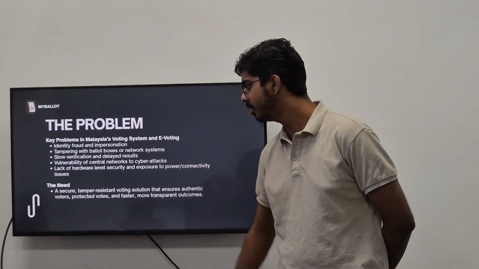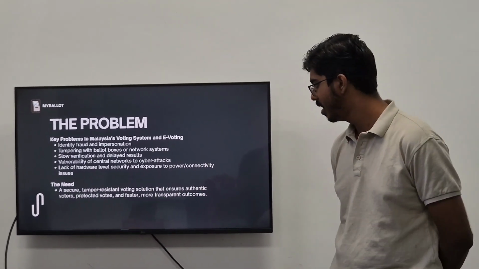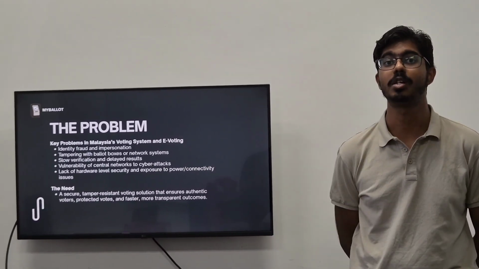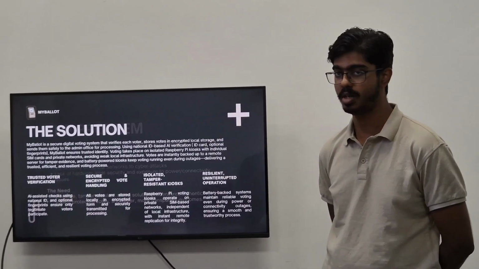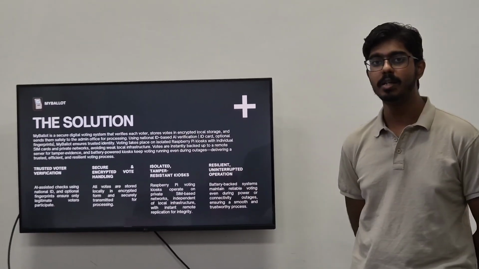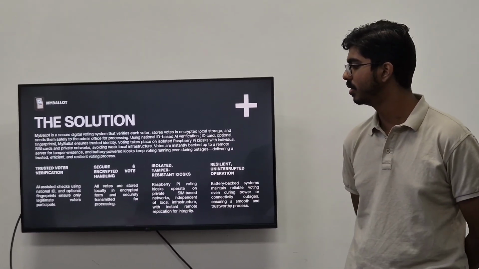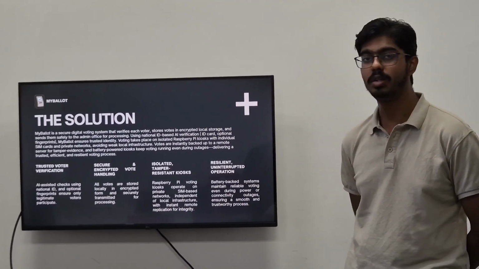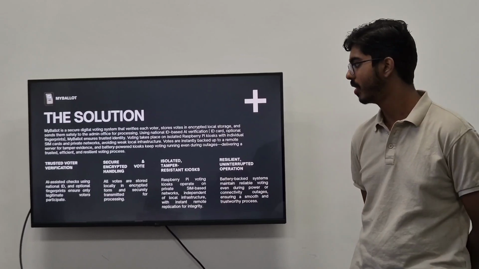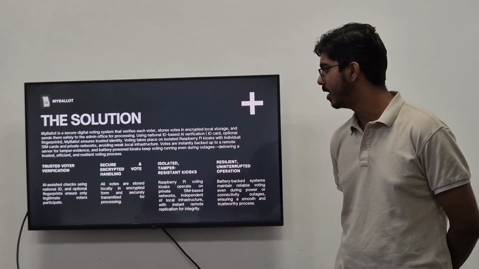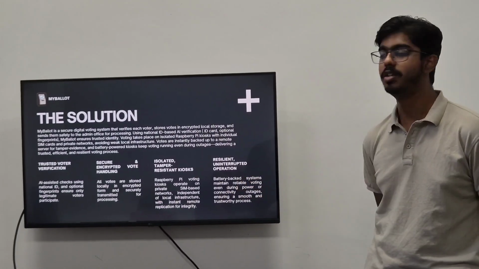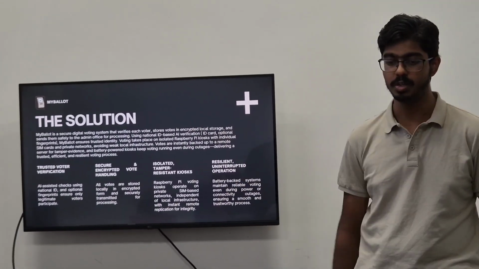The need is a secure tamper-resistant voting solution that ensures authentic voters, protected votes, and faster, more transparent outcomes. Right. So this is the solution, which is MyBallot. MyBallot will tackle these problems and will lead to 4 outcomes, which is trusted voter verification, secure and encrypted vote handling, isolated tamper-resistant kiosk, and resilient uninterrupted operation, which I'll explain later on.